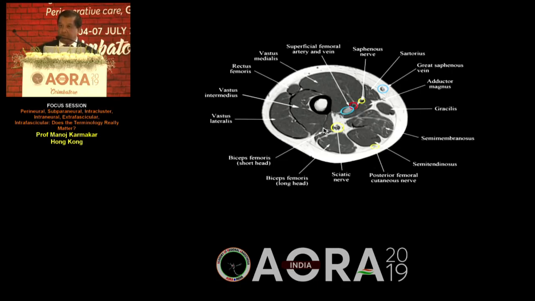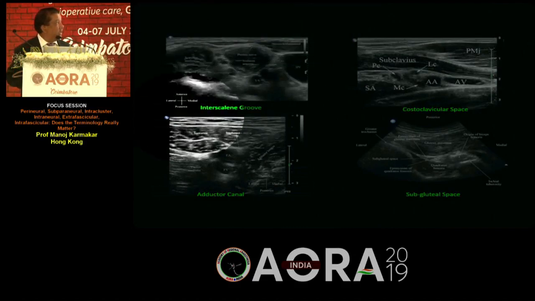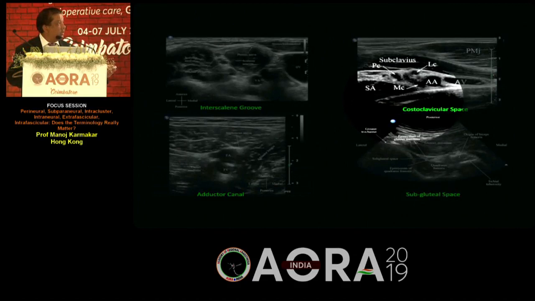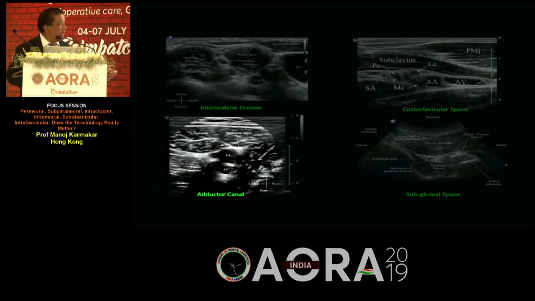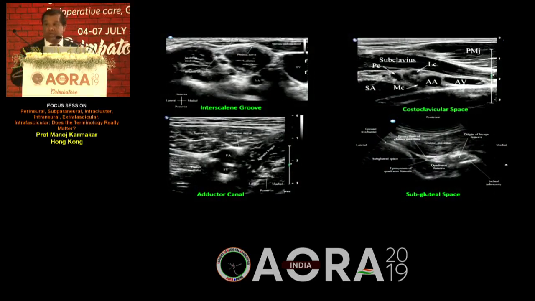Is this only true for the sciatic nerve? No, ladies and gentlemen. If you look here, there is the interscalene groove where you can see the brachial plexus elements between the scalenus anterior and the medius. Here you can see the costoclavicular space. You can see the adductor canal. This is the subgluteal space. In all these locations, the nerves are actually traversing through this perineural space.